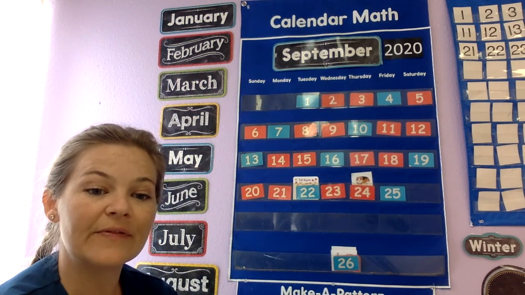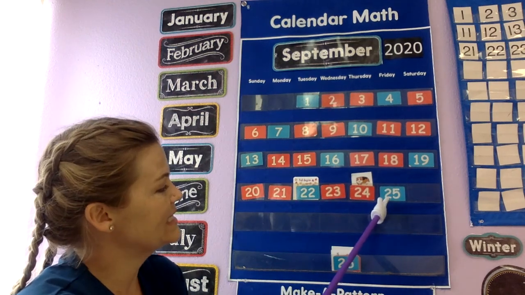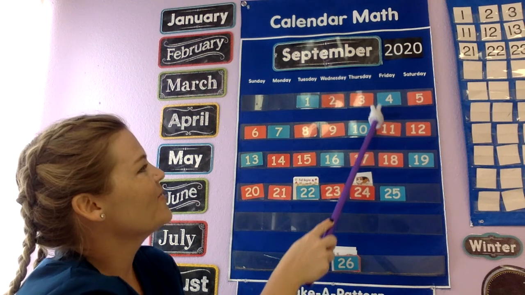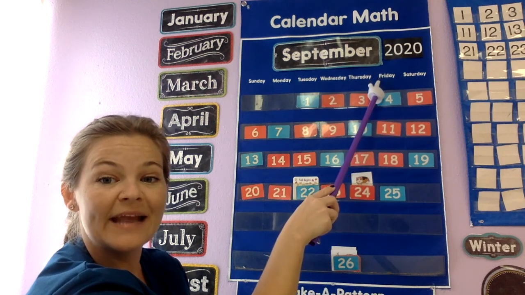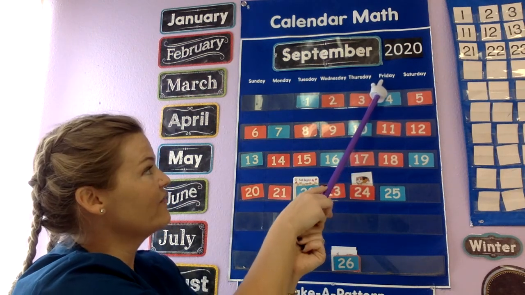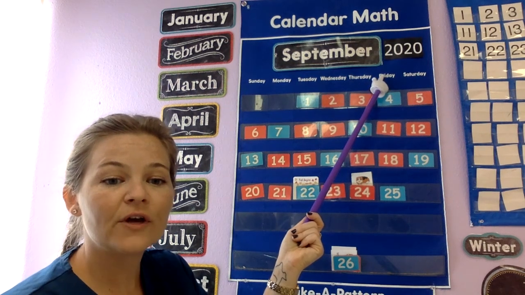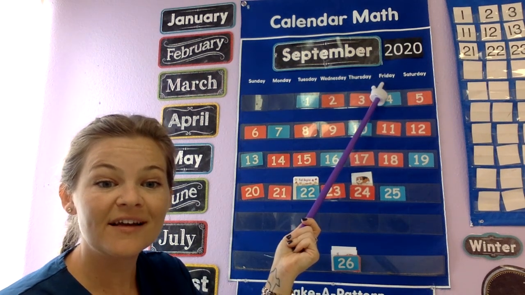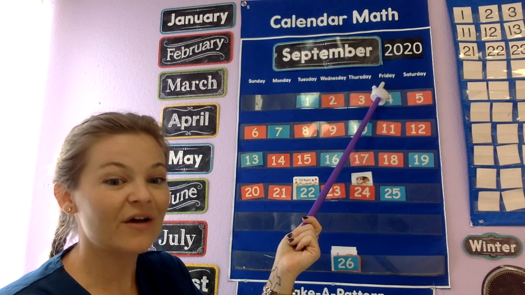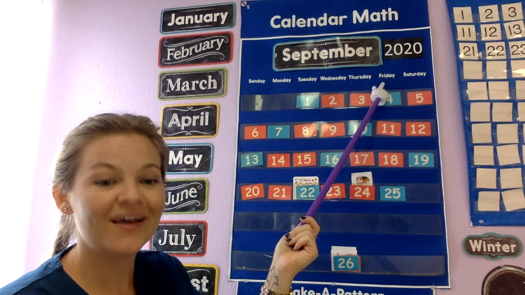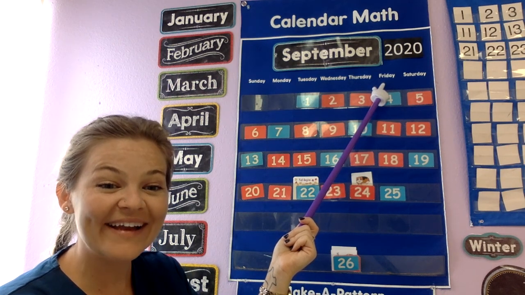And now let's figure out the day of the week. So we point to the date, and we go all the way up. The day of the week starts with an F. And we know that F makes a /f/ sound like fun. What's the day of the week that starts with an F? It's Friday, so today's Friday.